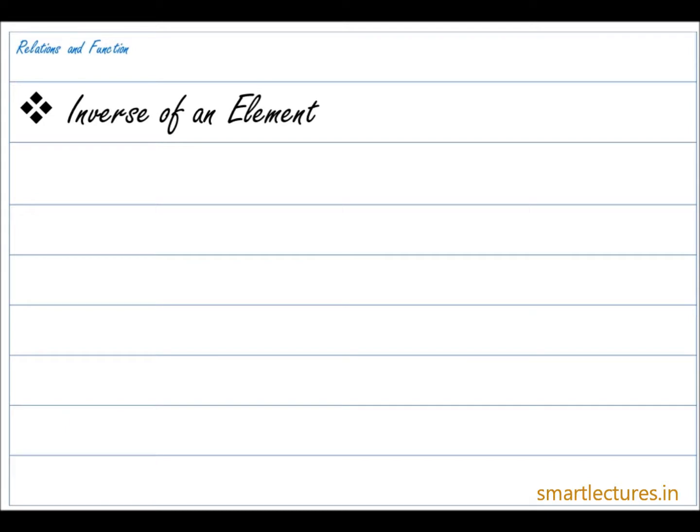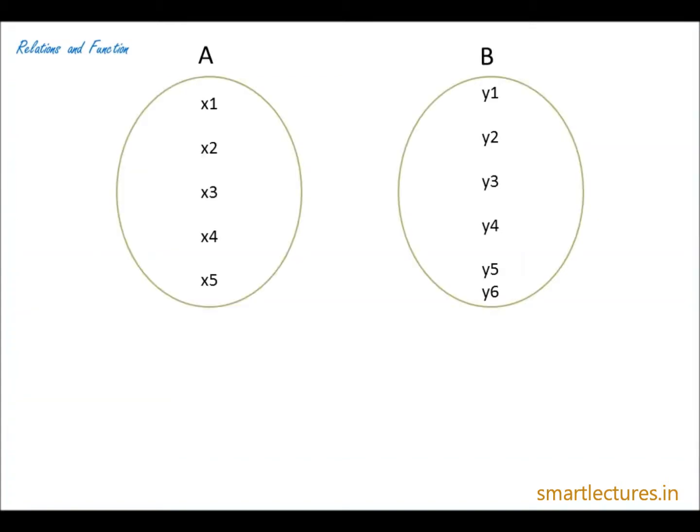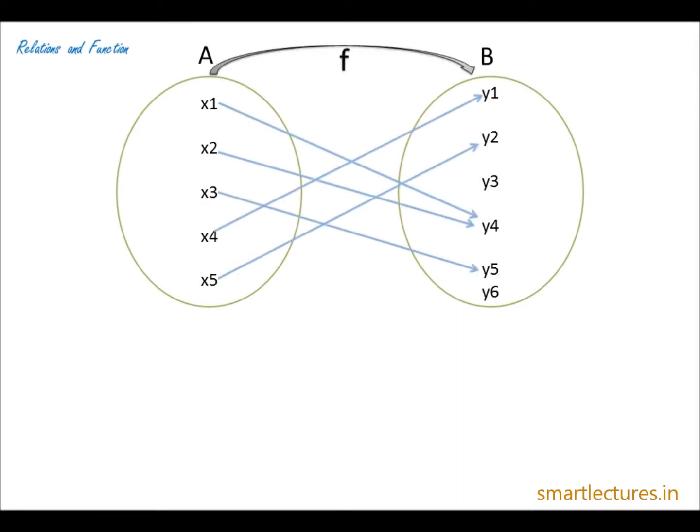So now in this episode, you will learn about inverse of an element and inverse of a function. Now suppose we have got two sets, set A and set B, which are related to each other by the function f, and the set A contains different elements x, so that x belongs to set A, and the set B contains different elements y, y1, y2, y3, y4, and so on, which belong to set B.